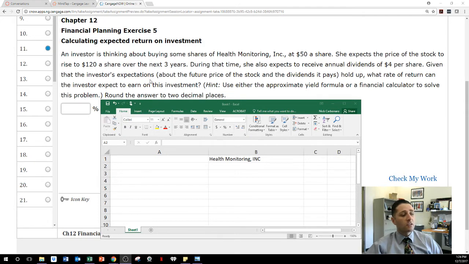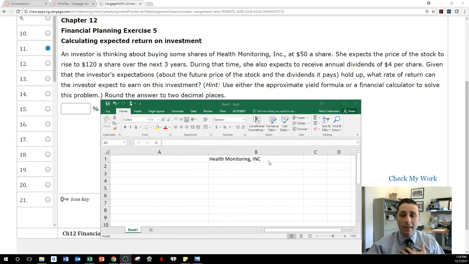Given that the investor's expectations about the future price of the stock and the dividends it pays hold up, what rate of return can the investor expect to return on this investment? And it says, use either the approximate yield formula or a financial calculator to solve this problem. Round the answer to 2 decimal places. So that's the first thing we want to do, is make sure it rounds to 2 decimal places. So let me show you how to do this on Excel.